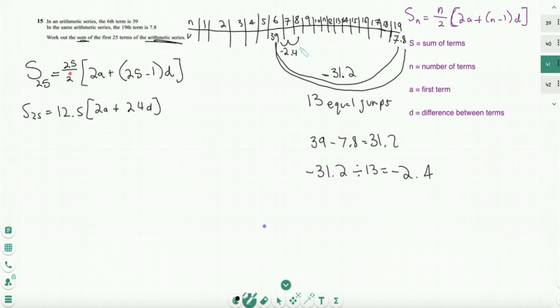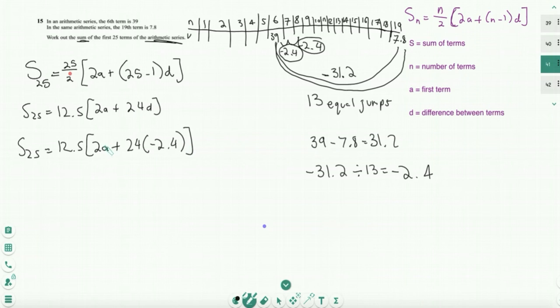From the 7th to the 8th term is minus 2.4. So that's the difference between each term, and d stands for the difference between each term. So now we can fill out our d value. Our d value is negative 2.4. So 24 times negative 2.4.